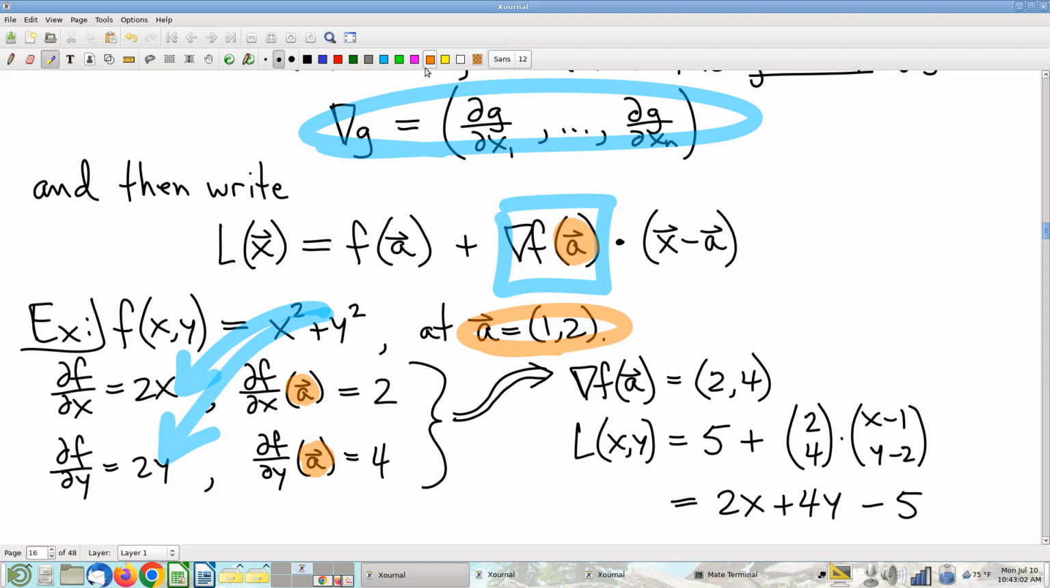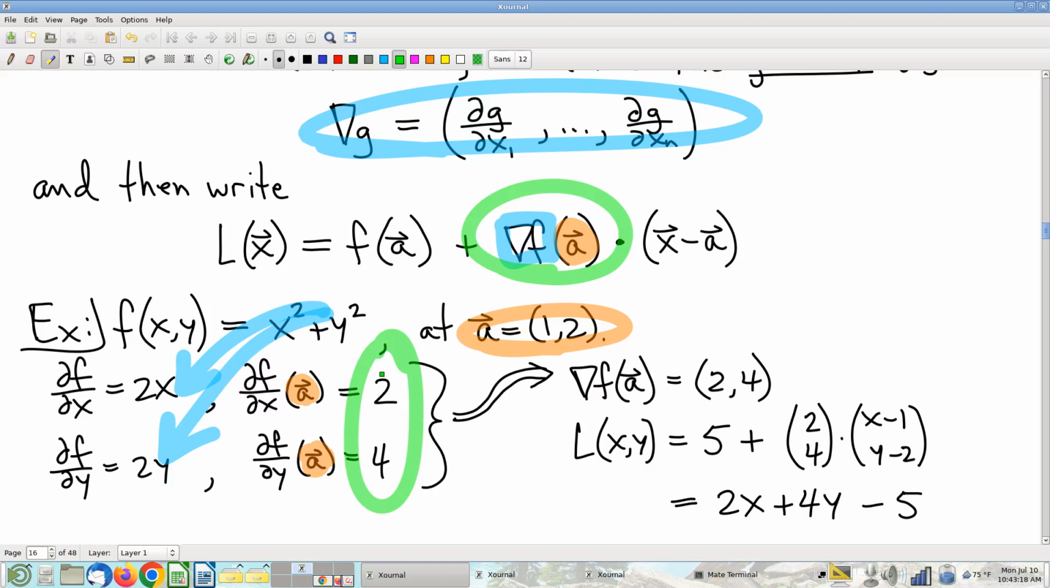So I've got to take this 1, 2 and plug those values 1, 2 into these expressions, and that gives me then my actual, let me do it like this. So my gradient was that, but my gradient evaluated at the point A is going to be what I get when I plug in the point A, and that gives me 2, 4. Everybody okay? All right. So 2, 4.